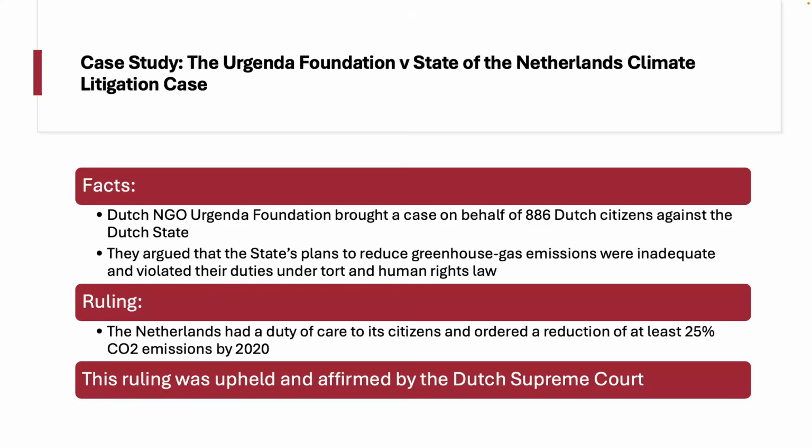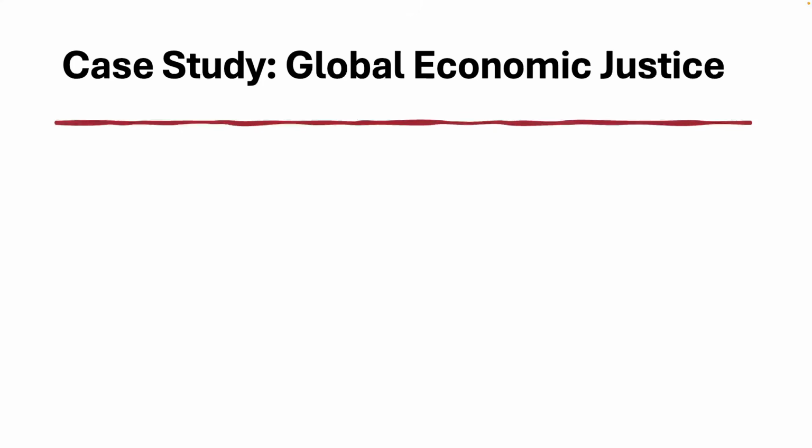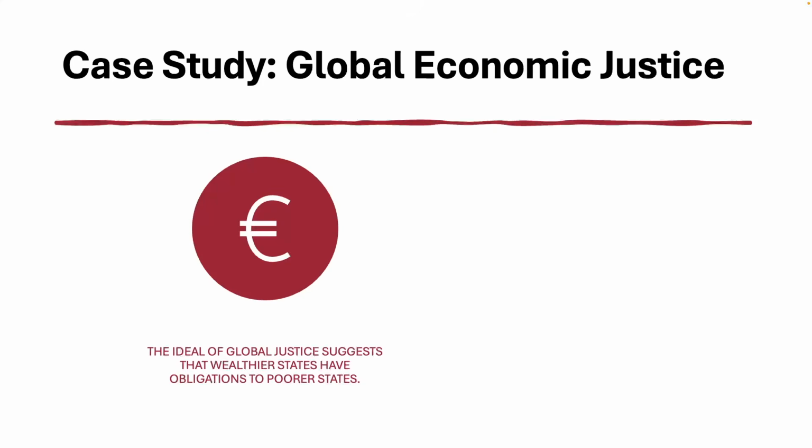But for now, I just want to very quickly write a little bit about and read a little bit about the idea of global economic justice as a potential case study. So fundamentally, then, the idea of global justice suggests that wealthier states have obligations towards poorer states, or to poorer populations, and that this can be viewed and accentuated through things like development assistance, by things like fairness in the international economic order.